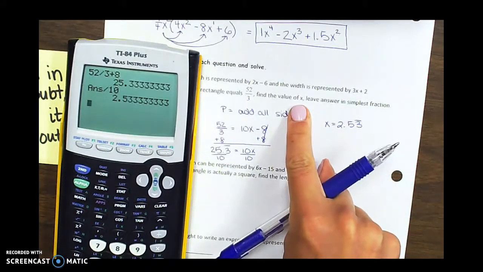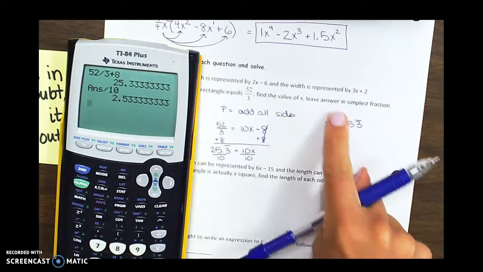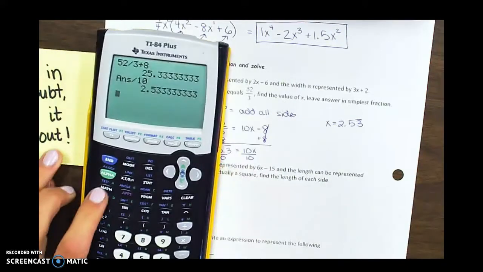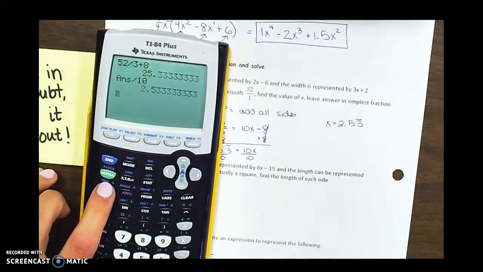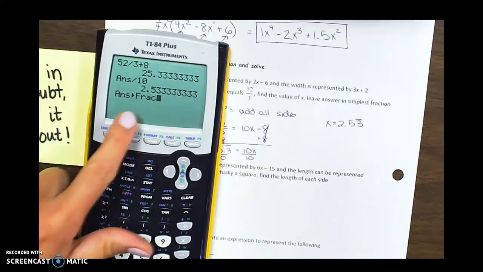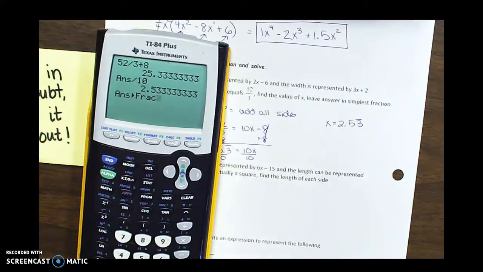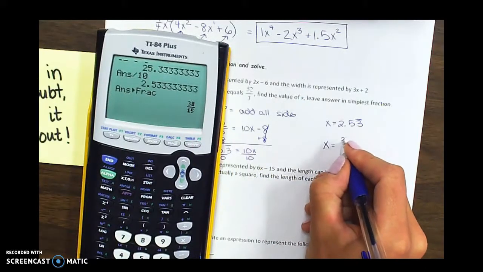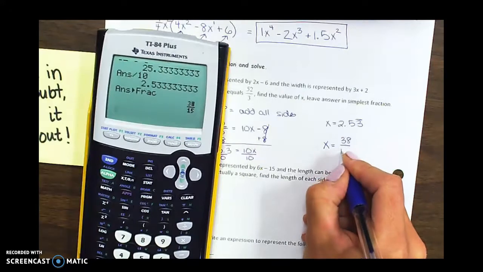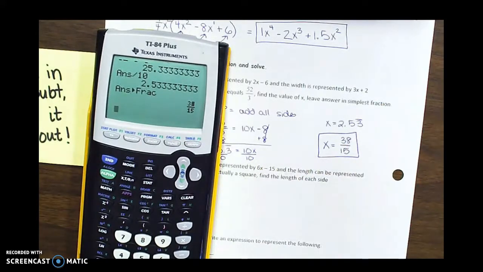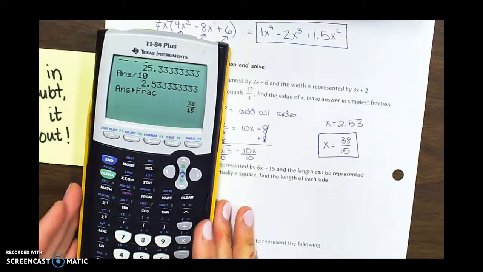However, it asks us to not leave it as a decimal, but to leave it in simplest fraction form. So what I'm going to do now is I'm going to hit Math. Choice 1 is fraction. So it takes that answer and it's going to turn it back into a fraction. I hit enter, and here we go. So x is equal to 38 all over 15. Okay, and we've solved for the value of x.